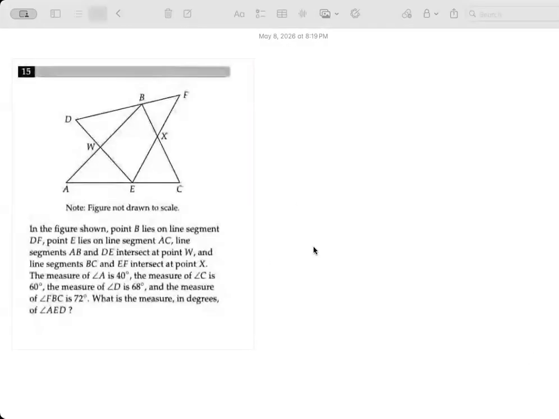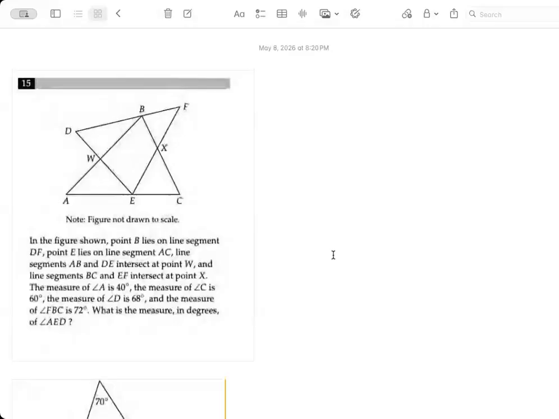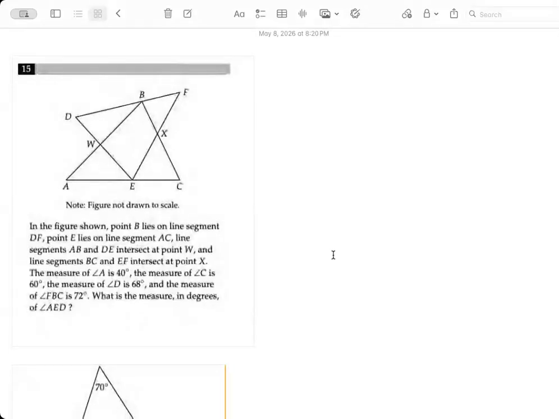Okay, how about this? Let's see. Let's try doing this. What is the value of x plus y here? That's a good one. Let's see. How about this? 15 and 16. I have not worked out 15. The figure below, point B is on the line segment D.